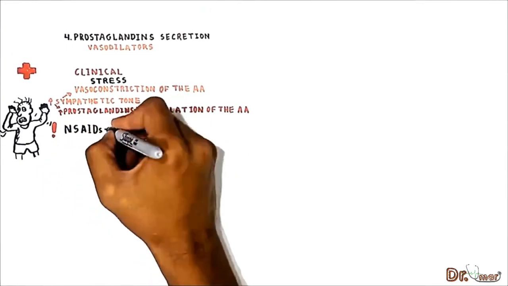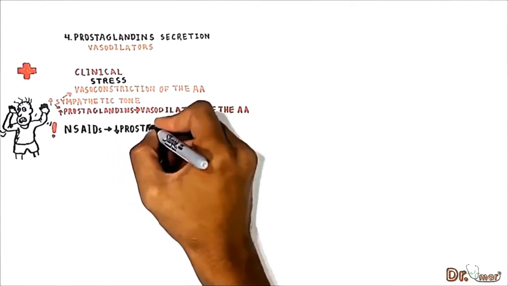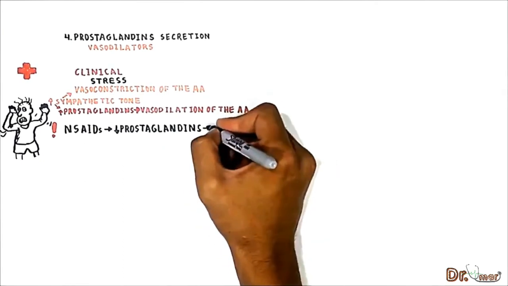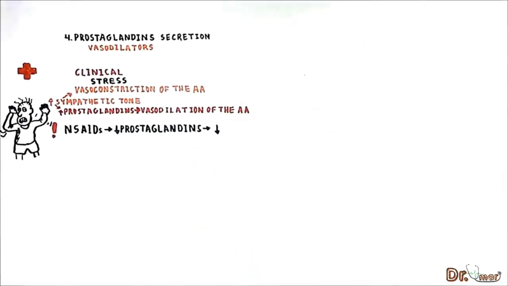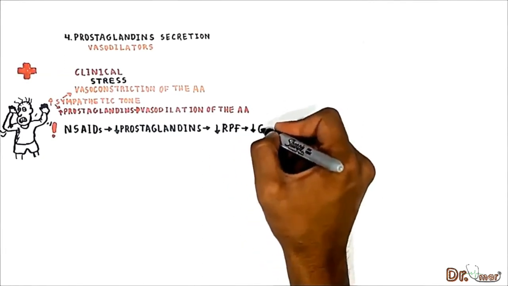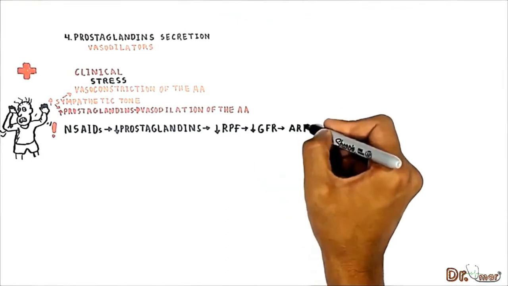The long use of medications like non-steroidal anti-inflammatory drugs can block the synthesis of prostaglandins, leading to constriction of the afferent arteriole, decreasing renal plasma flow, which in turn decreases glomerular filtration rate. This may result in acute renal failure.